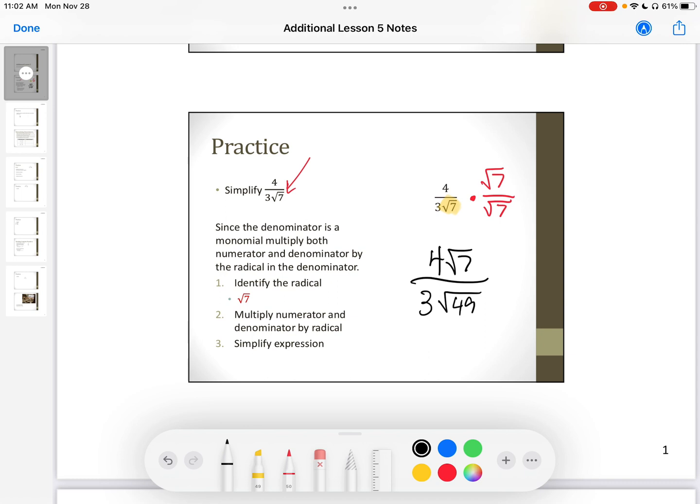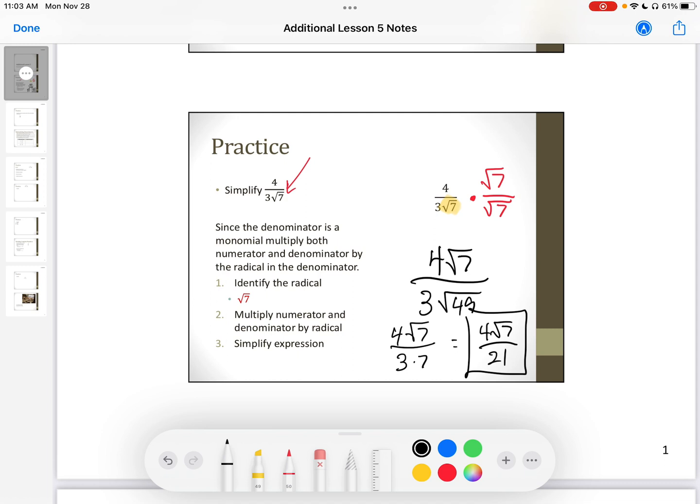Multiply the outside numbers times each other. So 3, and then there's technically a 1 on the outside. 3 times 1 is 3. Multiply the inside numbers times each other. 7 times 7 gives me 49. Now, going about simplifying this, 49 breaks up into 7 and 7, so we can pull that pair out. So this ends up becoming 4 square roots of 7 over 3 times 7. I finish simplifying: 4 square roots of 7 over 21. And that is my answer. And that's all I do.